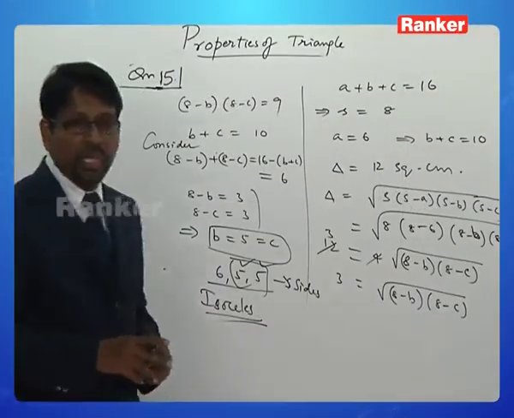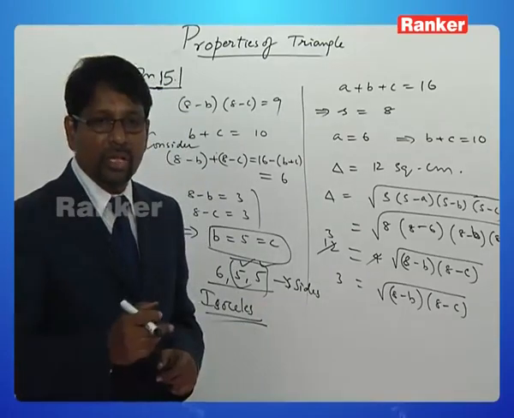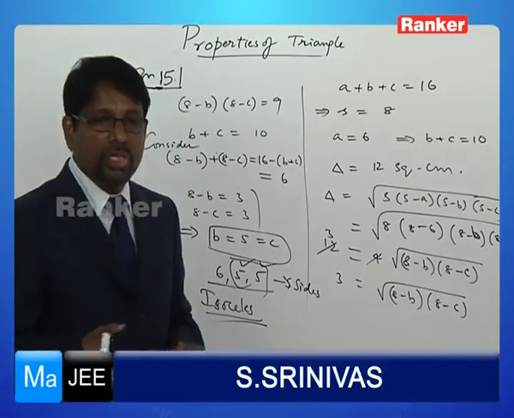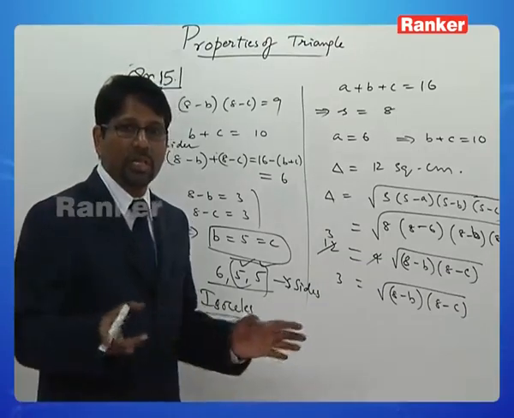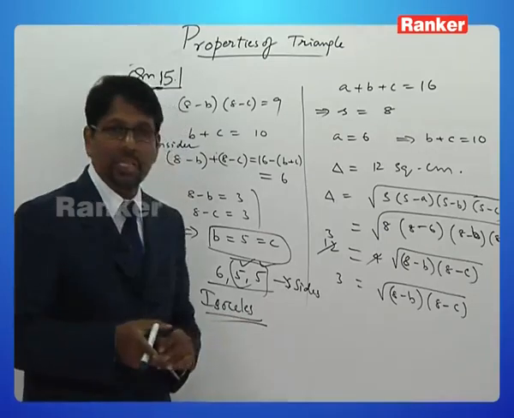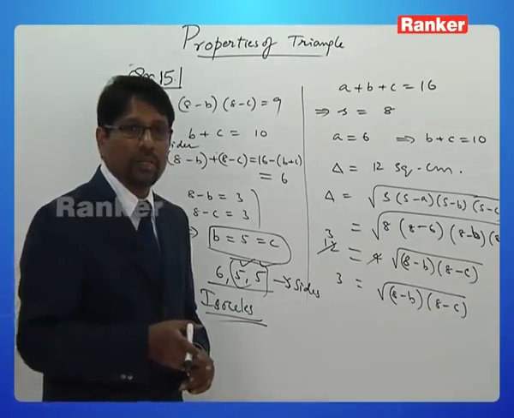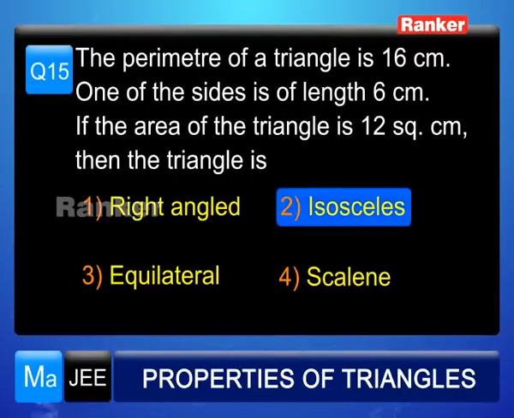We can't say it's equilateral because all the sides are not equal. We don't even have it to be right angled, and it's not scalene because it's not that all the sides are unequal. Two of the sides are equal, therefore it's clearly an isosceles triangle. So option 2 is the right answer.